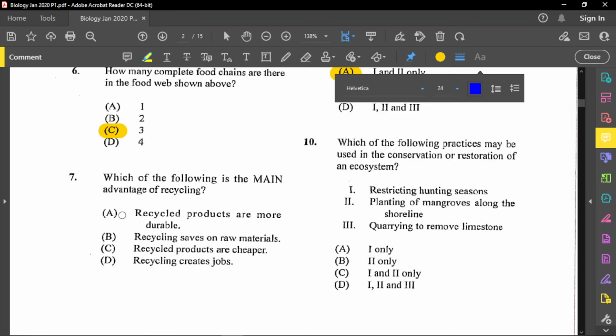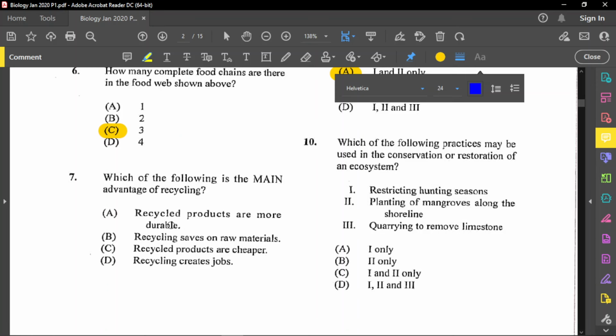And so A is saying that recycled products are more durable. Not necessarily true, because sometimes the more you reuse stuff for recycling, the weaker it becomes. It depends on what you're making and how you're making it. As a matter of fact, some recycled products can be more durable, but not always true.